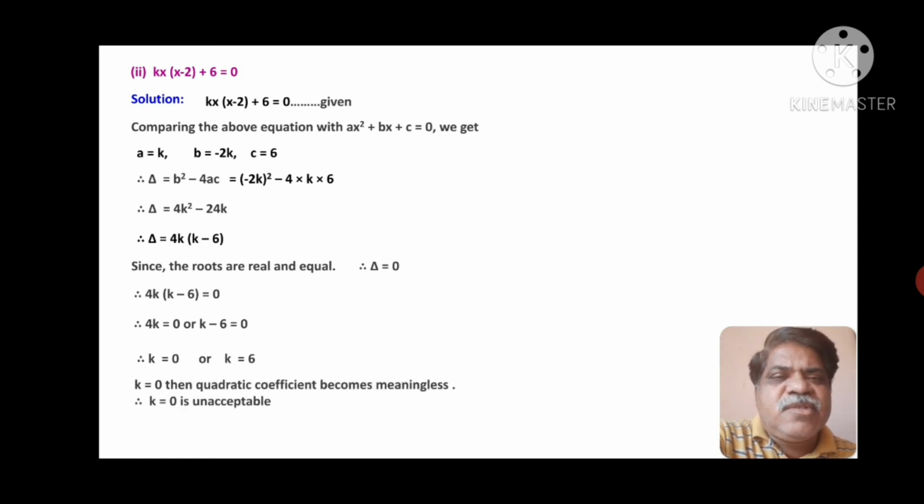As k equal to 0 makes the quadratic coefficient meaningless, k = 0 is not acceptable. Therefore, we can write that the value of k is 6. Like this, problems are easy. We have discussed all the problems from this practice set 2.5. Only one activity based problem is there, that we will discuss when the activity session starts.